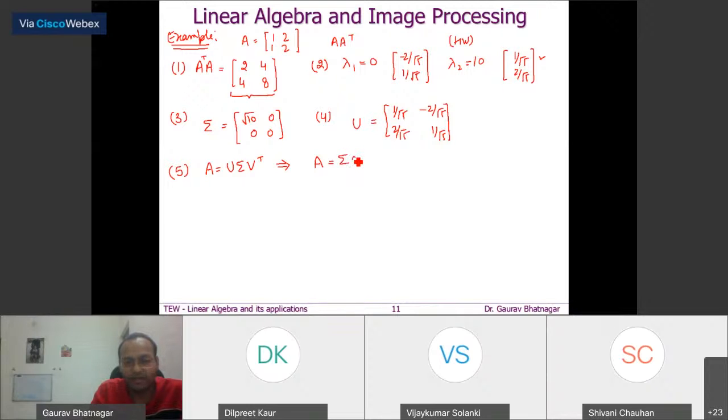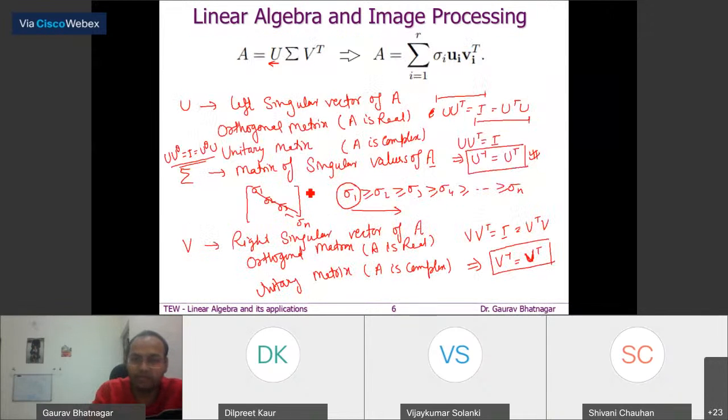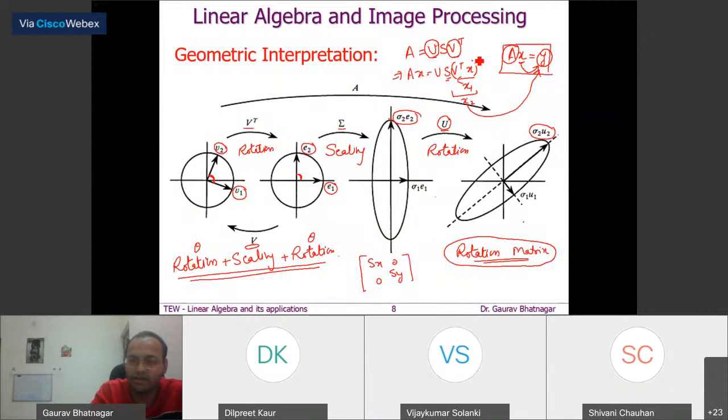Summation of sigma i, summation over i. Then what you have is U_i V_i transpose. This is going to be there. If you go back to the definition, I'm just talking about this vector representation. So the vector representation is sigma U_i V_i transpose, and the summation will run over i.